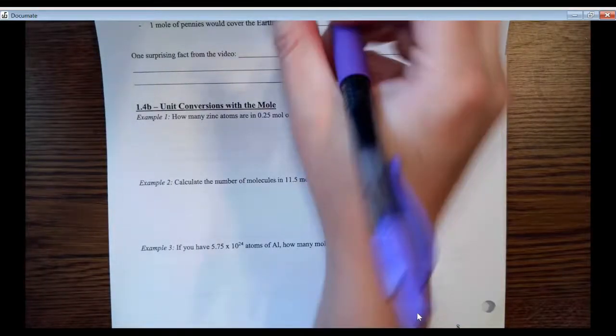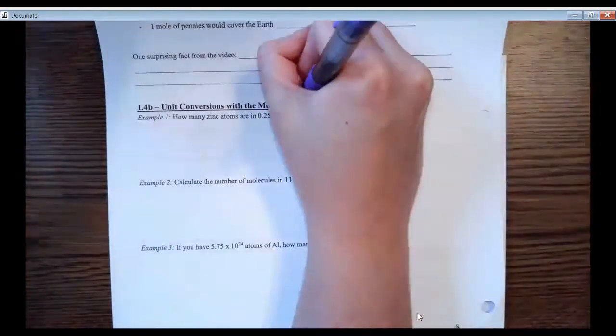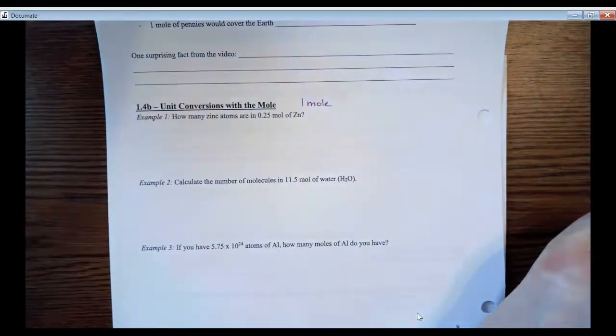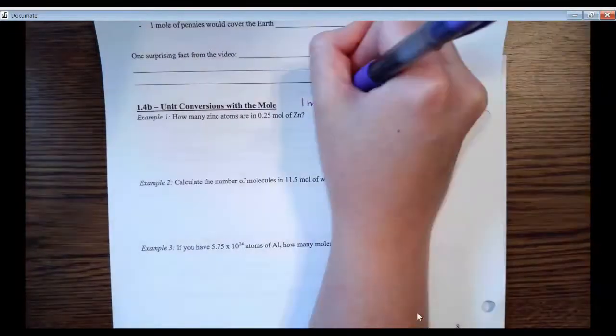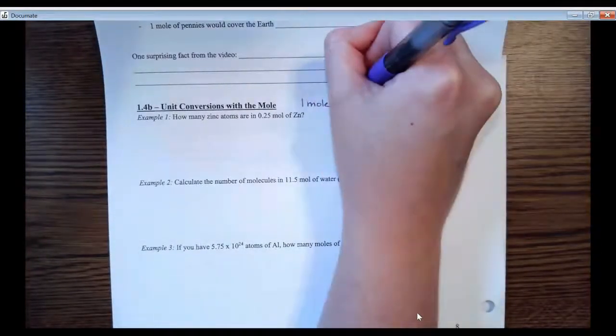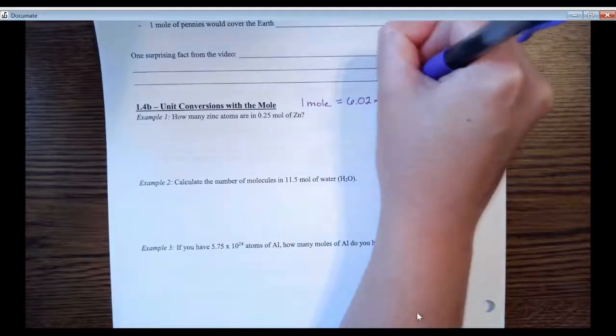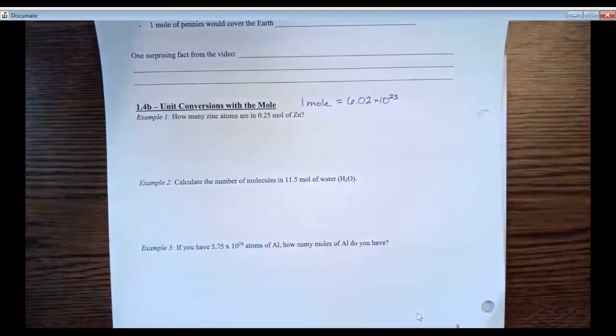And remember, 1 mole can be used to describe pretty much anything. So 1 mole of atoms, 1 mole of ions, 1 mole of donuts. So 1 mole is equal to 6.02 times 10 to the 23rd things. And again, that thing could be atoms, could be ions, could be donuts. Okay, but we have 1 mole is equal to 6.02 times 10 to the 23rd. So let's go ahead and see this in some practice.